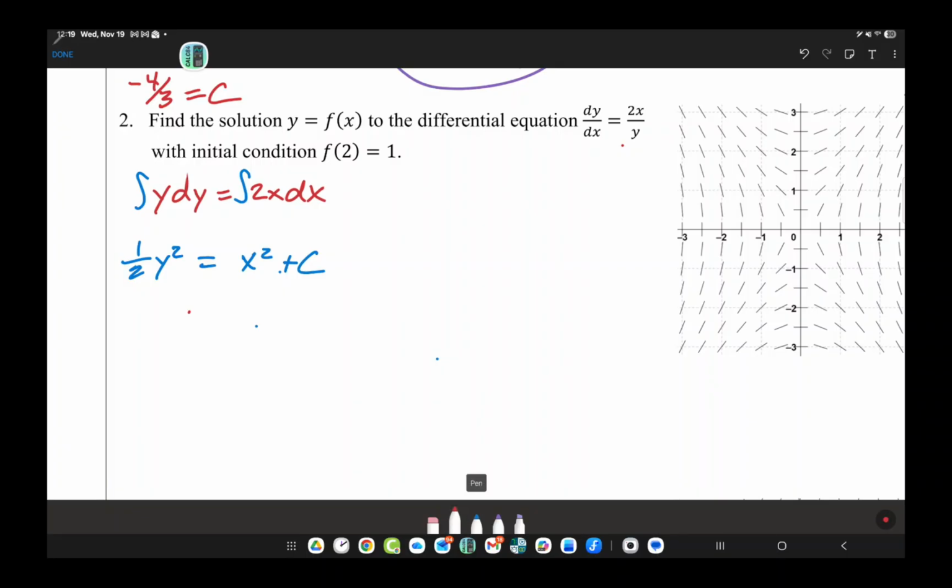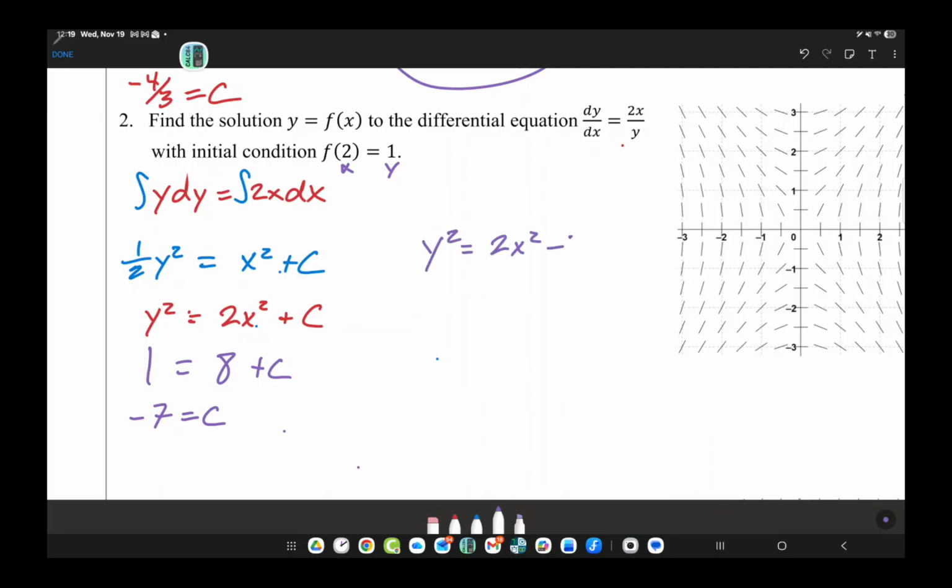Now I'm going to go ahead and multiply both sides by 2 first to make it a little bit easier. So we get y squared equals 2x squared. And I'm not going to change c because 2 times a constant is still a constant. So now we can plug in x is 2, y is 1. So 1 is equal to 2 squared is 4 times 2 is 8 plus c, which gives you negative 7 is equal to c. So y squared is equal to 2x squared minus 7.